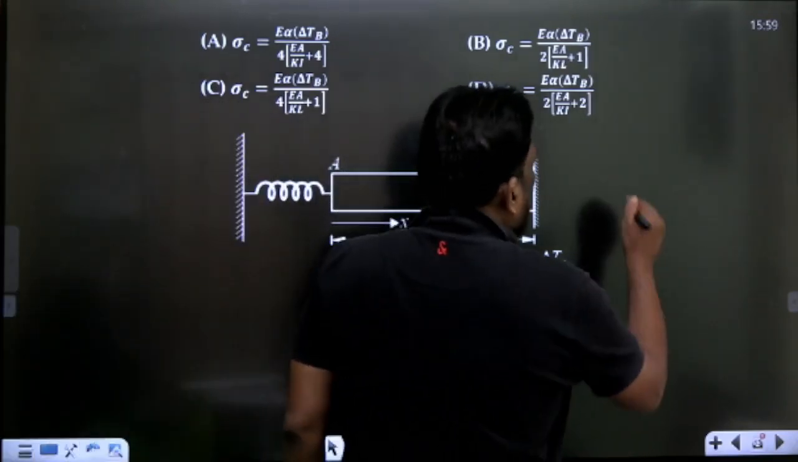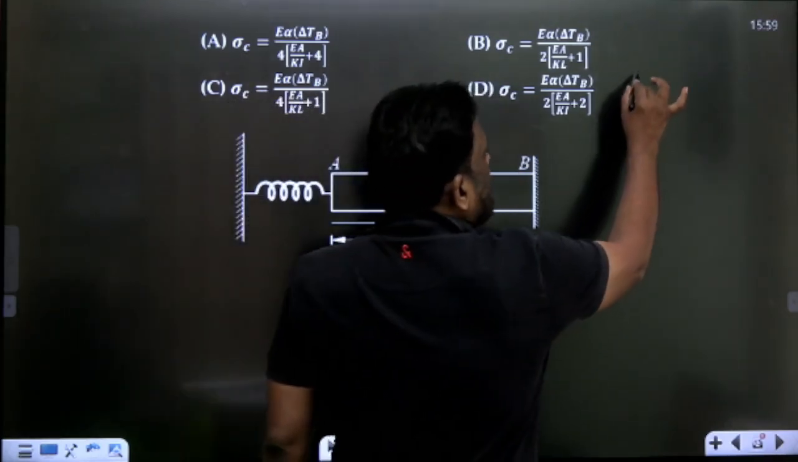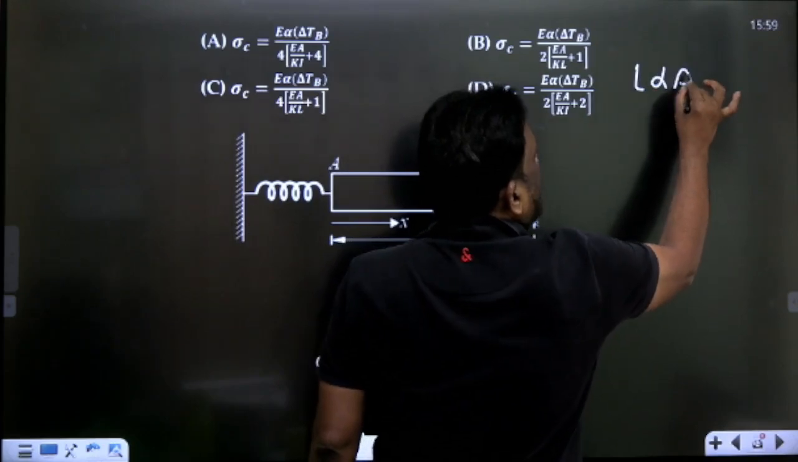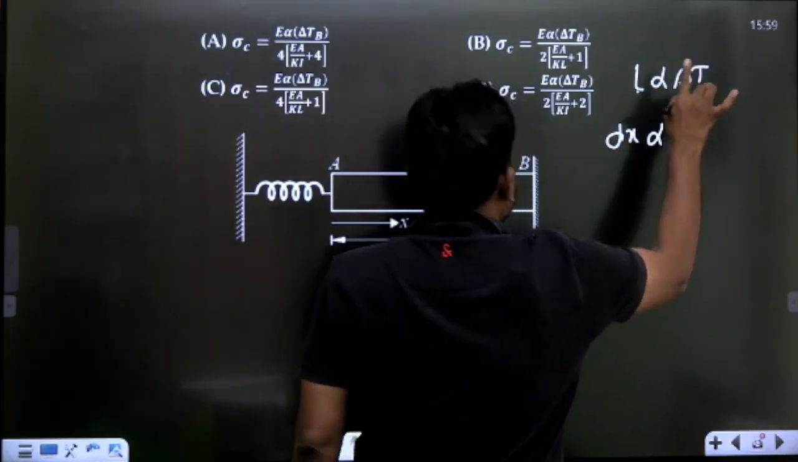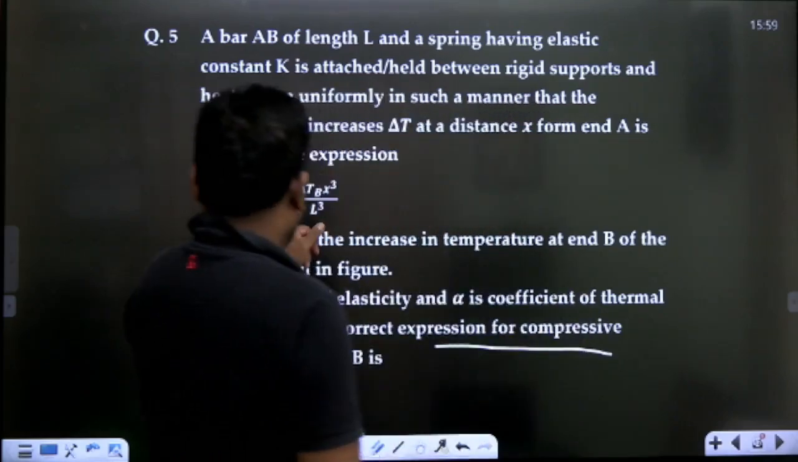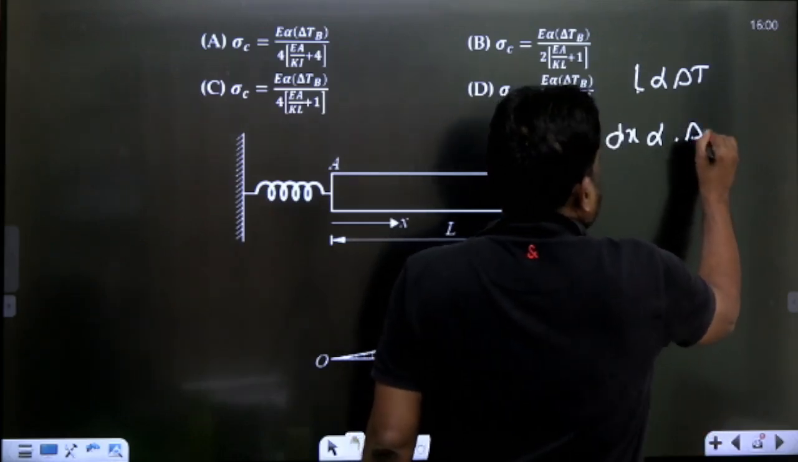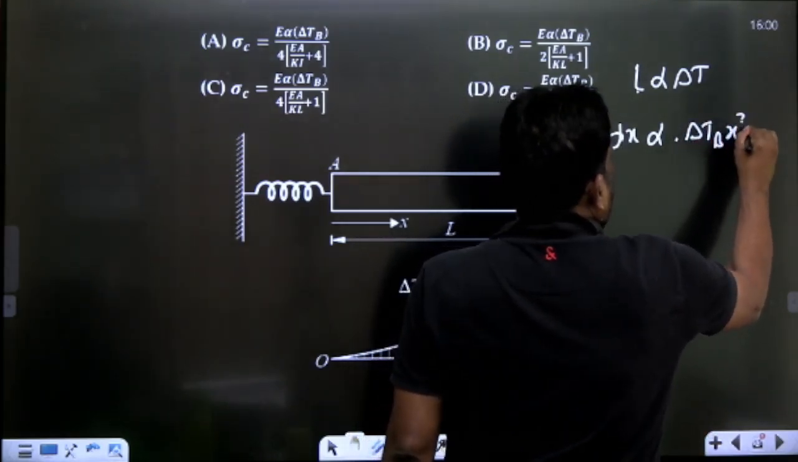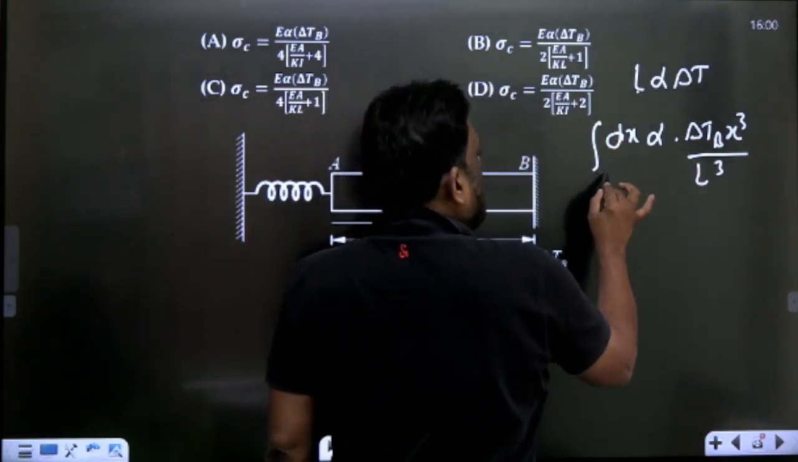Look here, sir. If I take a small length dx, what will happen? The free expansion is L alpha delta T. So we take the length dx. What is delta T? I think it is the same profile: delta TB x cube by L cube. So what will we do with this? Now we'll integrate this from 0 to L.